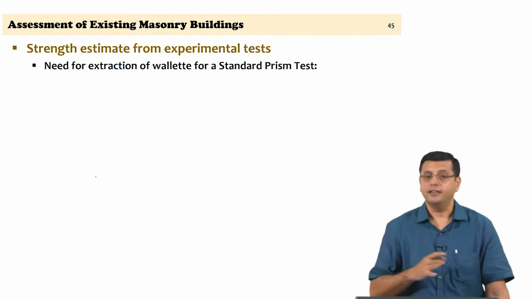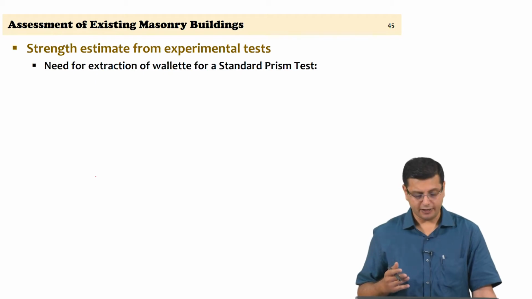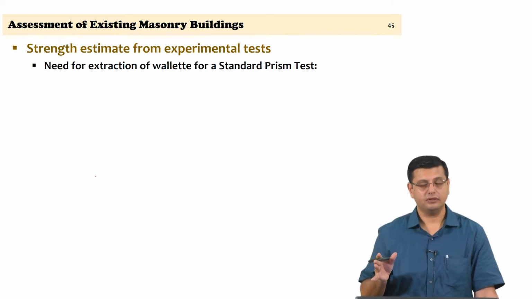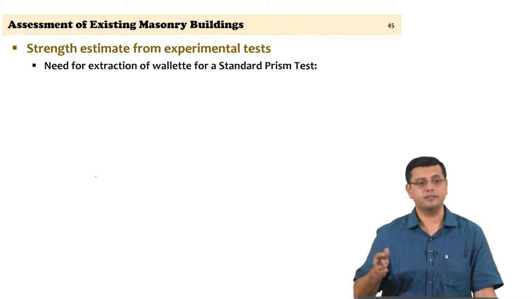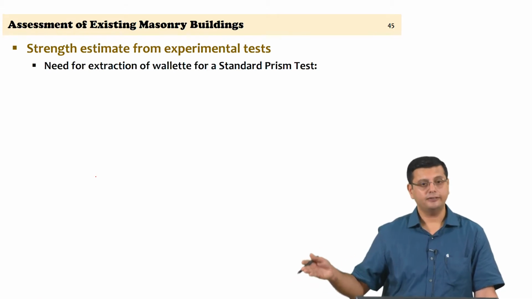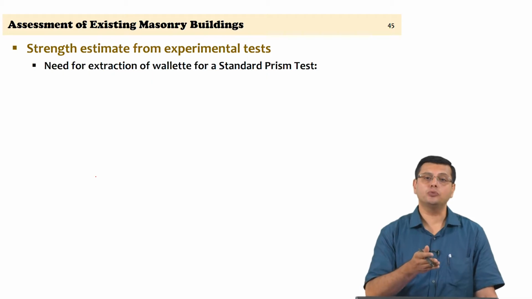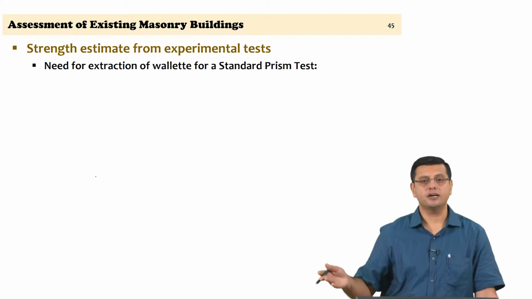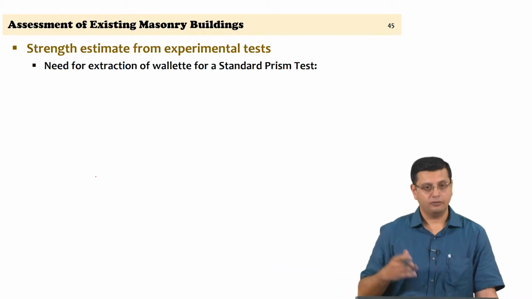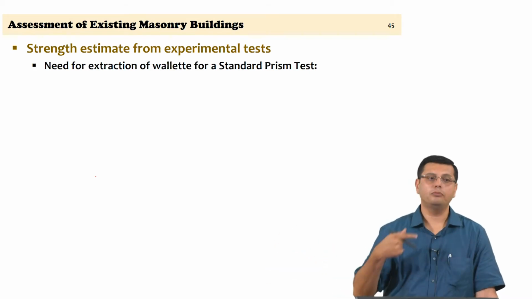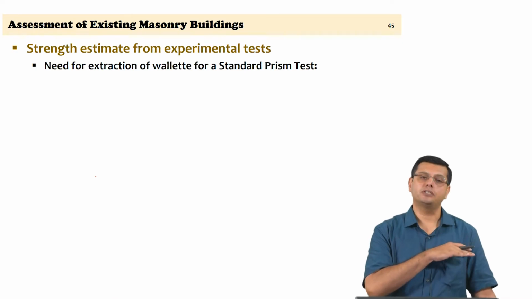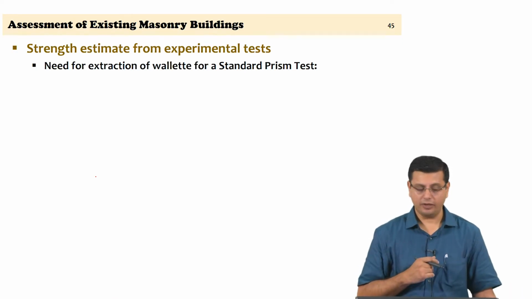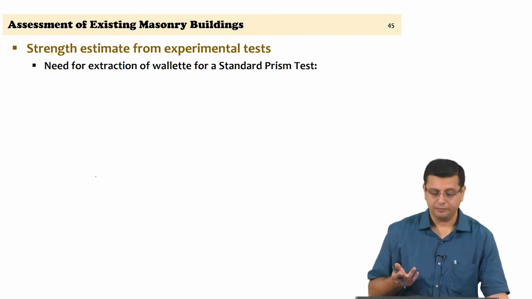So, the Indian codes, many other codes internationally also, are silent on this. If you actually have to establish the compressive strength of the masonry, then you have to adopt techniques similar to what would be adopted for a new construction. What does that mean? For a new construction you would make a standard prism. For an existing construction, go get something comparable to a standard prism from the structure. Okay. That is easier said than done.